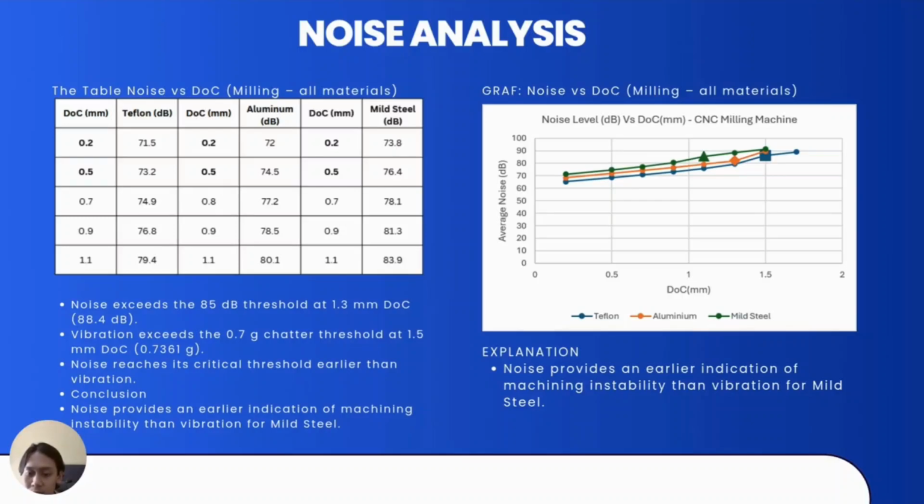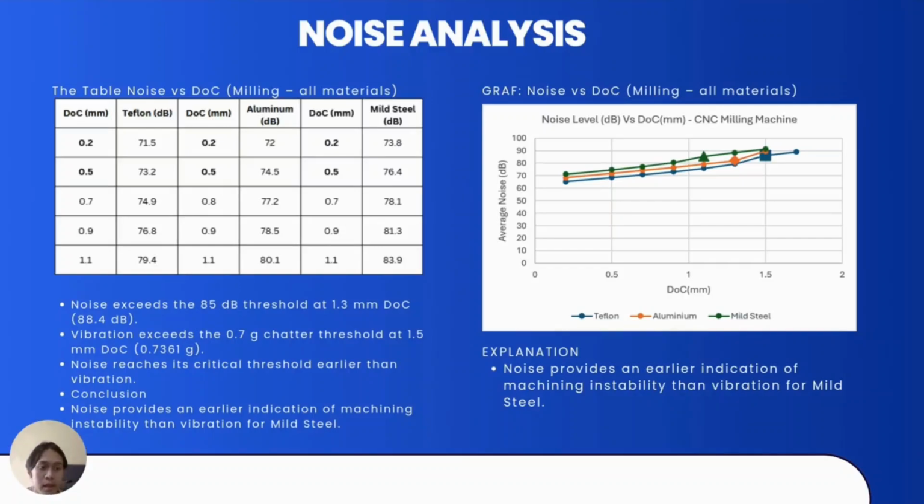The key discovery in this experiment is that noise level crosses the critical threshold earlier than vibration. For example, during milling, noise surpassed 85 dB at 1.3 mm DOC, whereas vibration waited until 1.5 mm to cross its line. Thus noise serves as an excellent early warning indicator for machining instability before mechanical chatter fully develops.